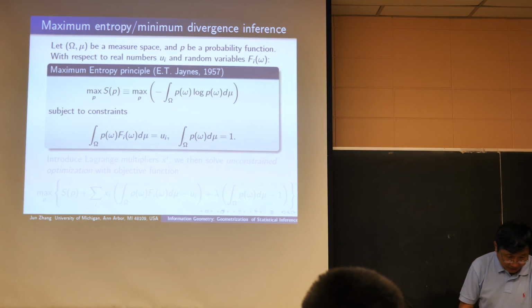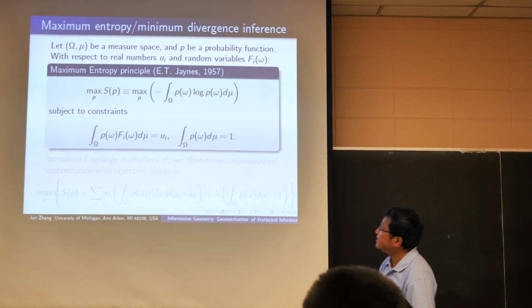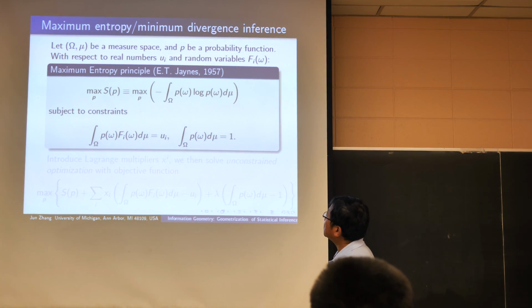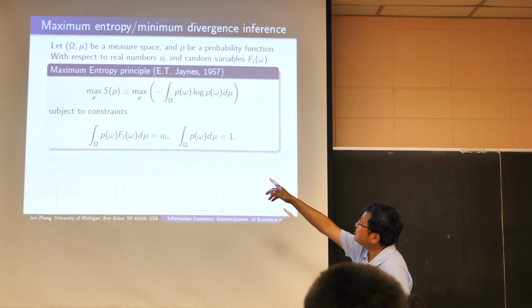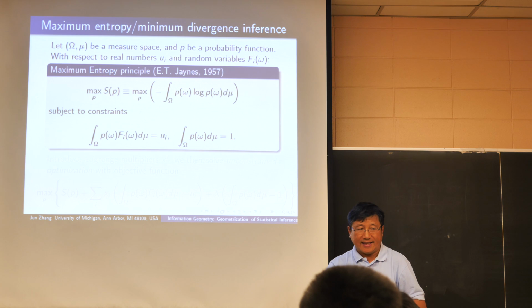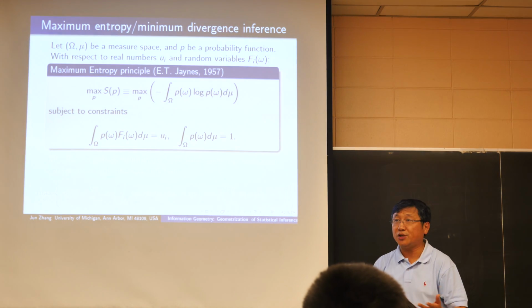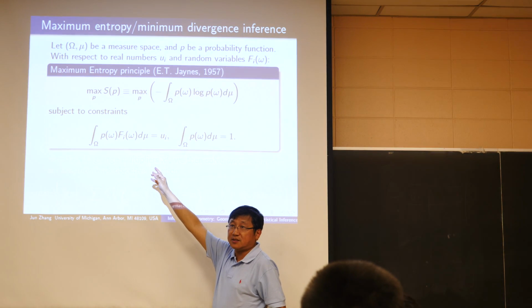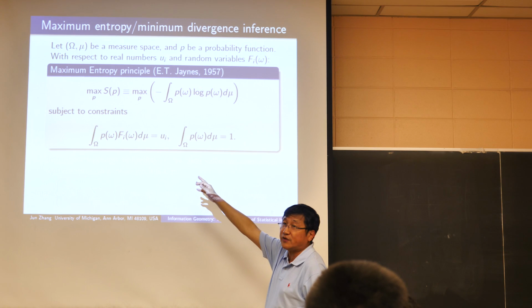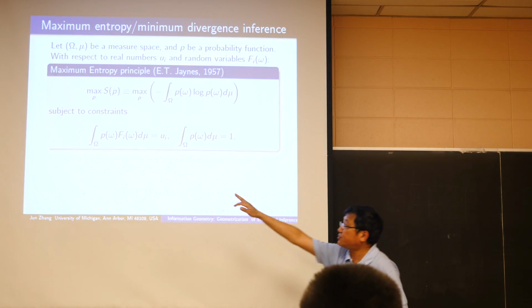Now, maximum entropy, minimum divergence inference. I want to use this example to make a particular case for duality. So we know maximum entropy inference: if we want to get a particular probability density function subject to some prior knowledge, we can write this knowledge as constraints on some f sub i, which are known functions, and we maximize the entropy subject to these constraints.